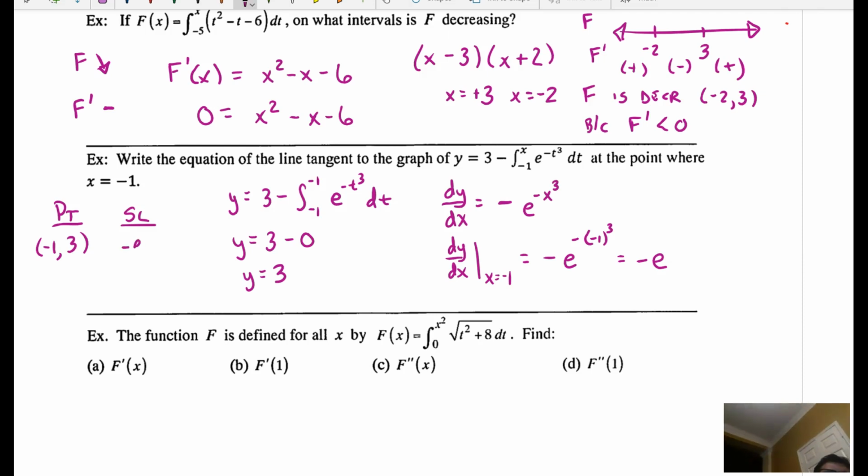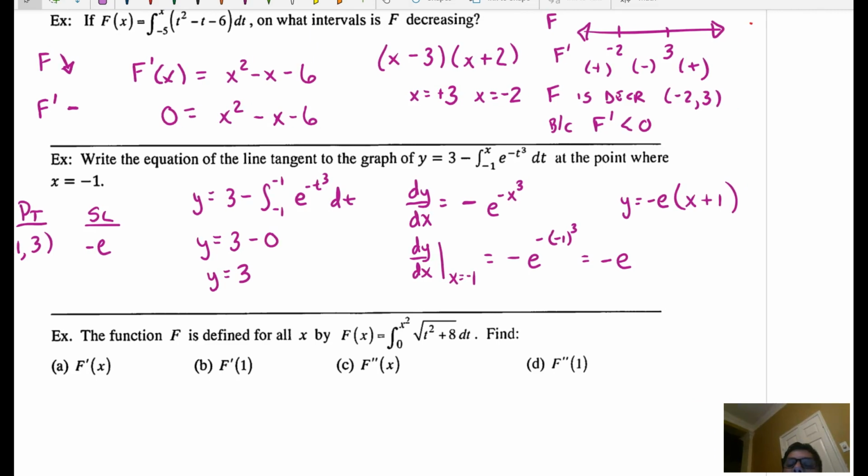That's our slope. And once we have the point and the slope, then we can write the equation of the tangent line. Y equals the slope times x minus the x, where we're subtracting the negative, plus the y.